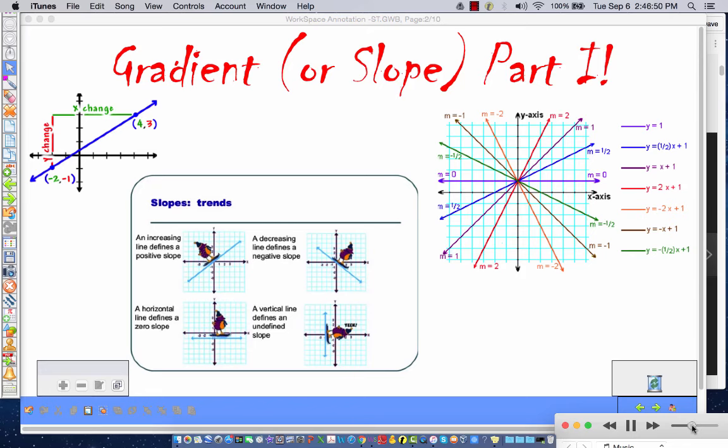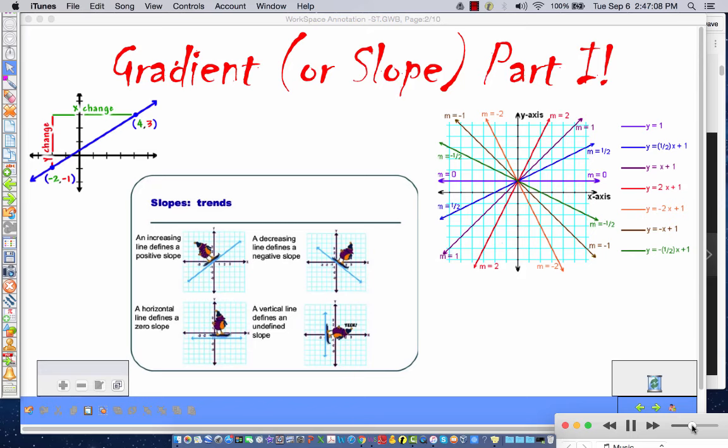Good morning, good afternoon, good evening, whatever the case may be. I'm back and better than ever, and today we are talking about gradient or slope. We can use those interchangeably. Hooked on a feeling. I am hooked on a feeling of mathematics, baby.